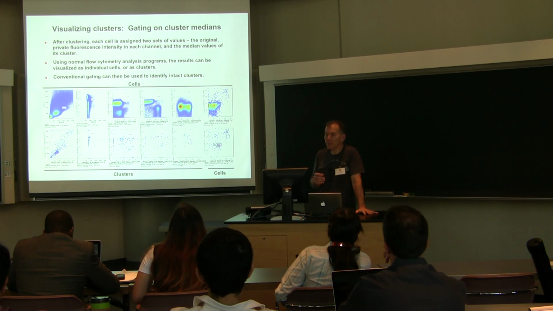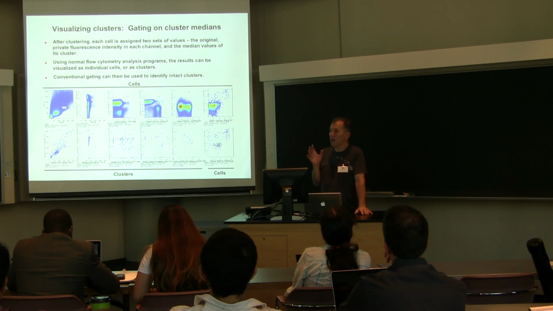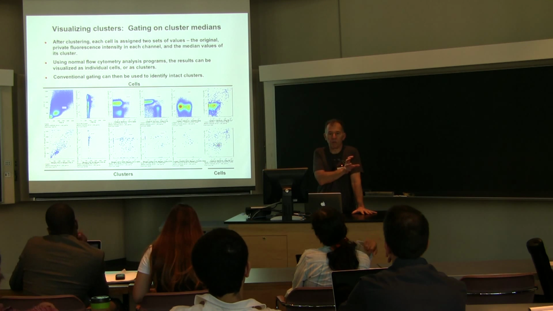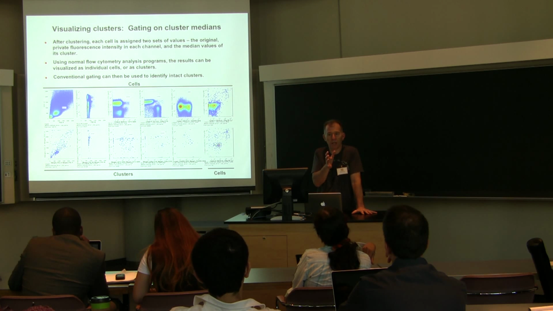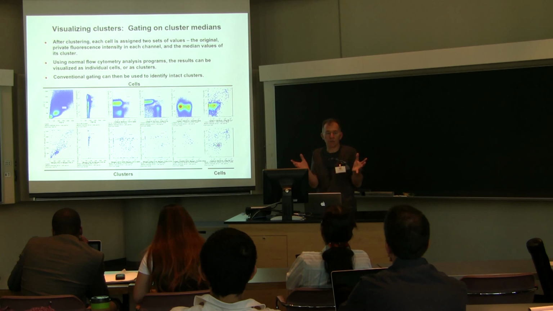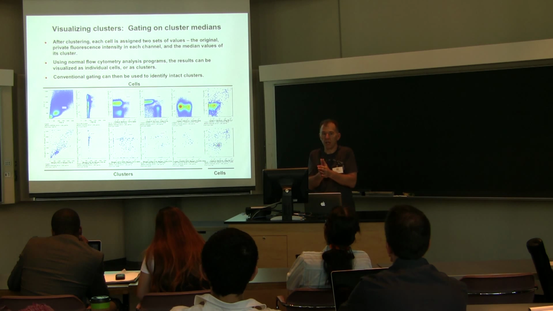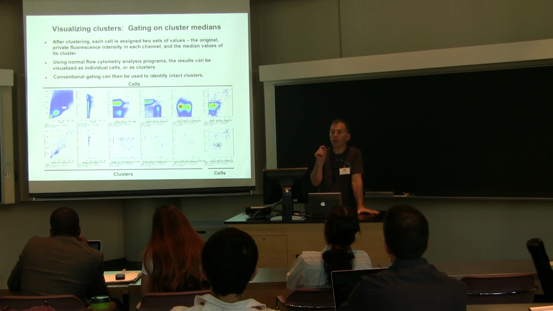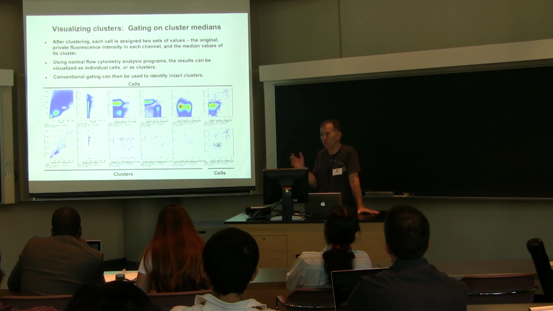for a while. And that is basically to trick FlowJo into plotting clusters for us, even though it thinks it's plotting cells. And the way we do that is to assign every cell two sets of values, its original private values, where it's got a fluorescence intensity in every channel, and we also give it as separate columns the median values of its cluster. So that means that for one particular cluster with maybe 500 cells in it, all 500 cells will have identical values in each channel. So that means when you plot them in FlowJo, they all plot on top of each other. So what looks like a single point is in fact 500 cells, 1,000 cells, whatever.